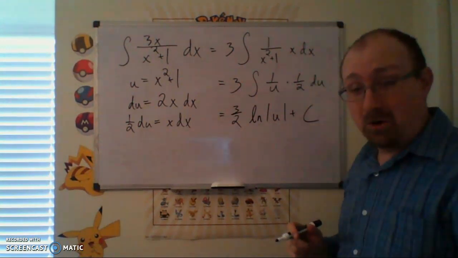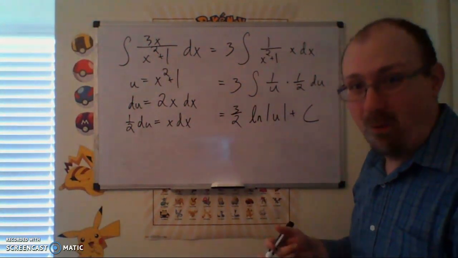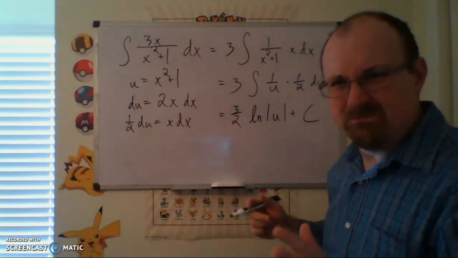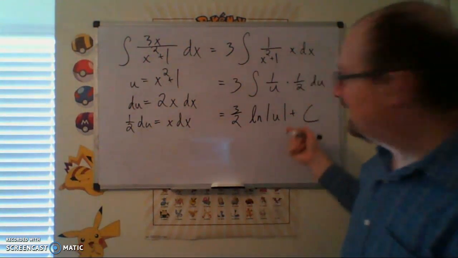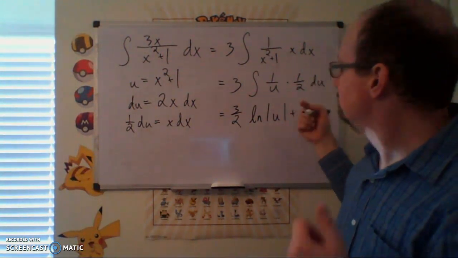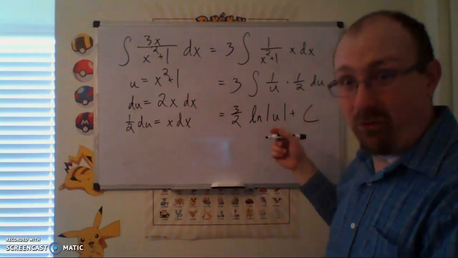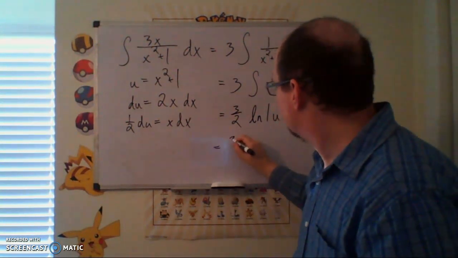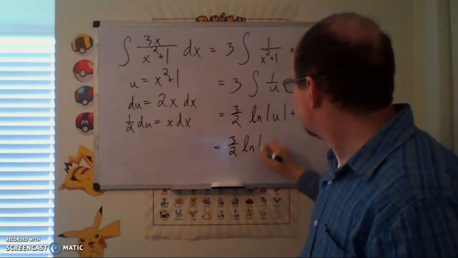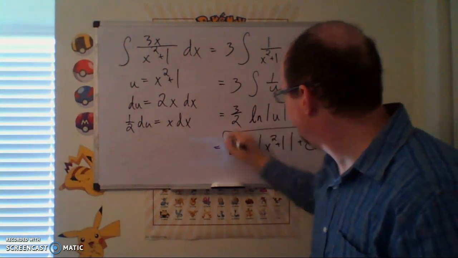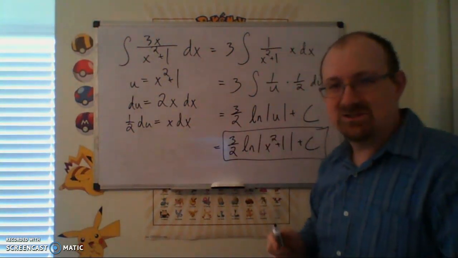So remember those absolute value bars that appear on our bestest friend formula? They're important. This could technically be negative. So you get the idea. Anyway, now we have to undo the substitution. This isn't a definite integral, so we want things back as a function of x. So we have 3/2 natural log of the absolute value of x squared plus 1, plus c, and that is the final answer.